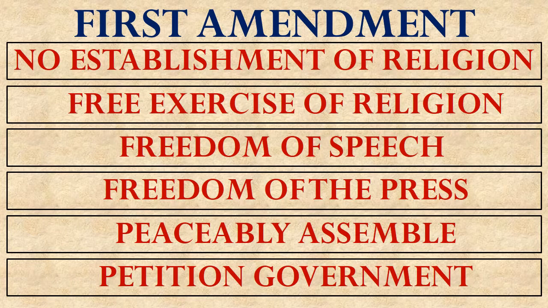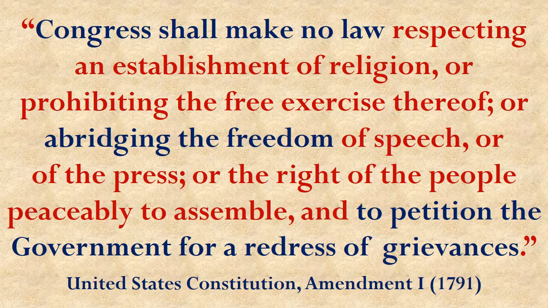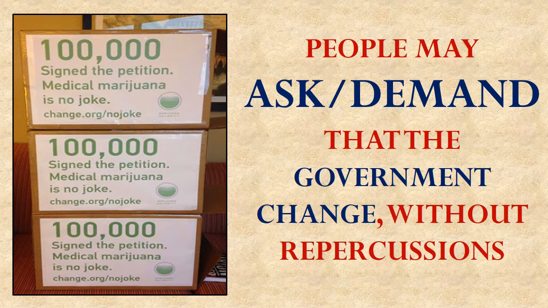The final part of the First Amendment is the right to petition the government. The text says, "Congress shall make no law abridging the freedom to petition the government for a redress of grievances." This means that we can ask, even demand, that the government change things without repercussions. In other words, when we complain about the government, we can also specifically say, government, you need to fix this, you need to change that, and they cannot then come and punish us for requesting these changes.